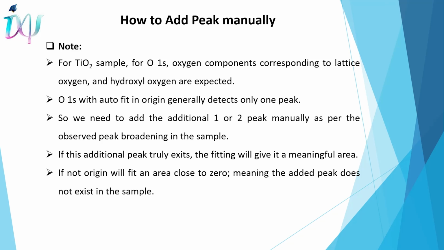You may need to add 1 or 2 additional peaks as per the observed peak broadening and the expected components in your sample. If this additional peak truly exists, the fitting will give it a meaningful area. If not, Origin will fit an area close to 0, meaning that the added peak does not exist in your sample.